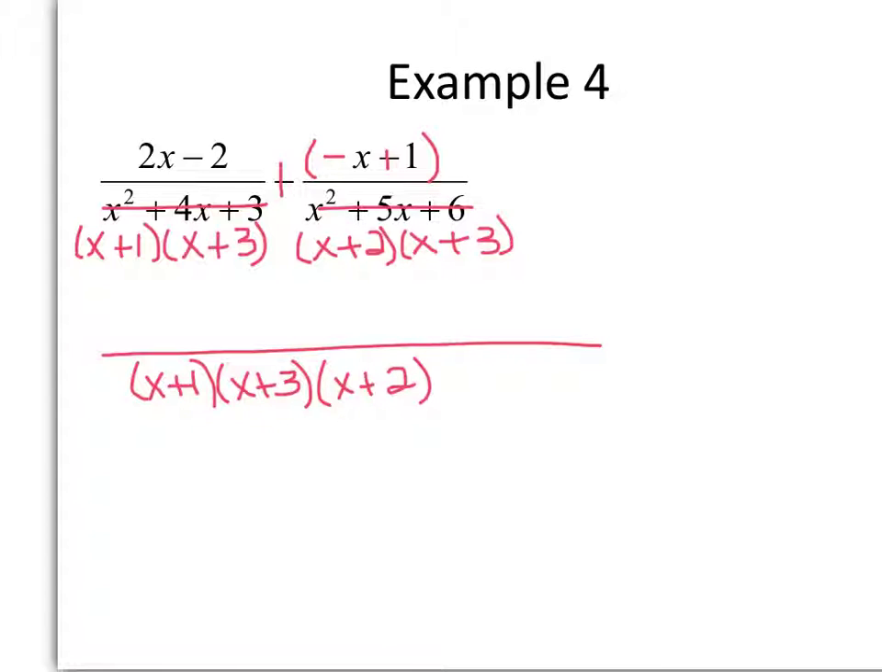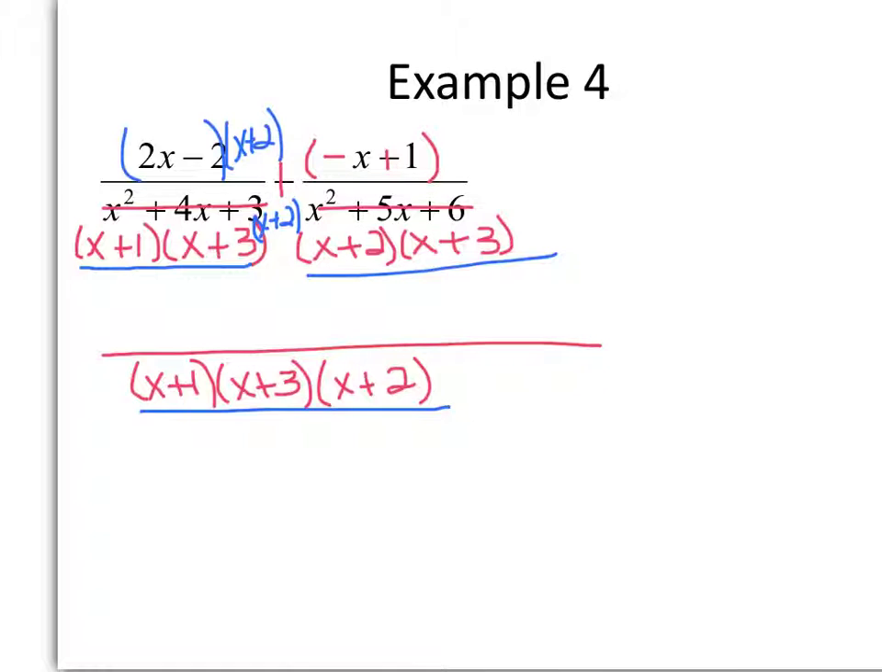Okay? Now, we've got to compare. This guy only has 2 things. Our common denominator has 3 things. So which one of these things is missing? Which one's missing? X plus 2 is missing from this first one. So I need to multiply this first fraction by x plus 2. Now let's compare the second one. This one has x plus 2 and x plus 3. What's he missing? He is missing the x plus 1. Okay?